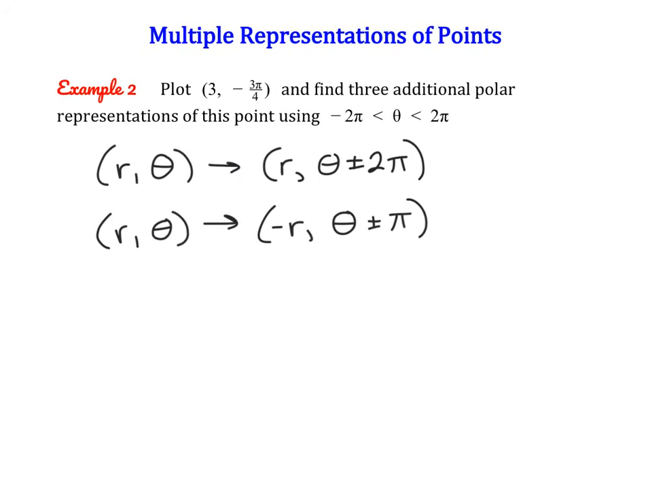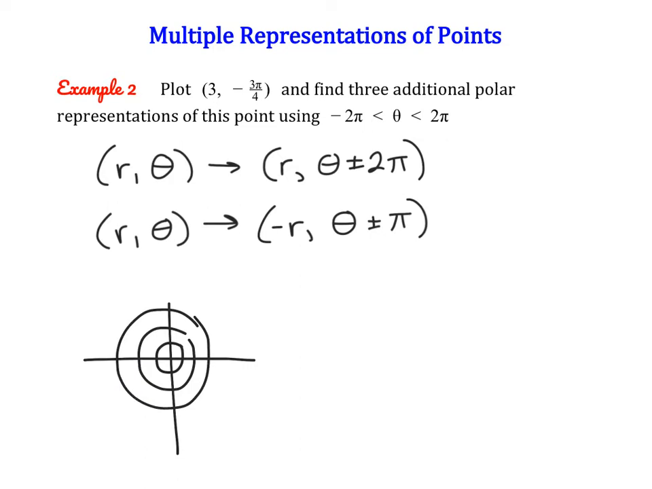So let's talk about how we can do multiple representations of this polar coordinate. Let's plot 3, negative 3 pi over 4. So I know it's going to be right here. I can get another representation of this point just by adding or subtracting a full rotation, which is 2 pi. So I can add 2 pi to our original angle. So we have 3, and if I have negative 3 pi over 4 plus 8 pi over 4, which is 2 pi, we have 5 pi over 4, which brings us to the same place.